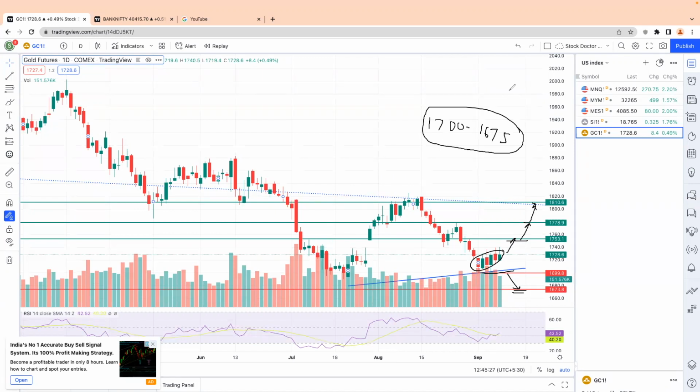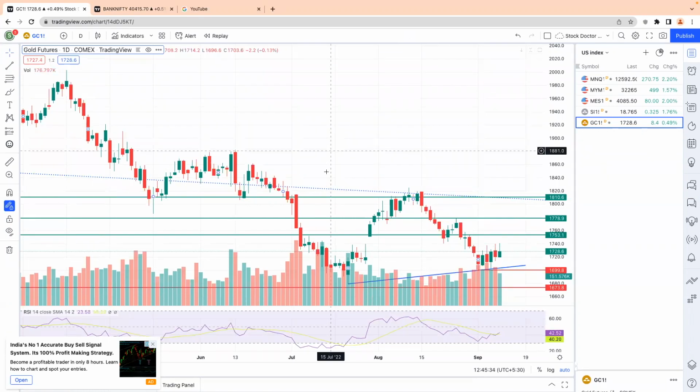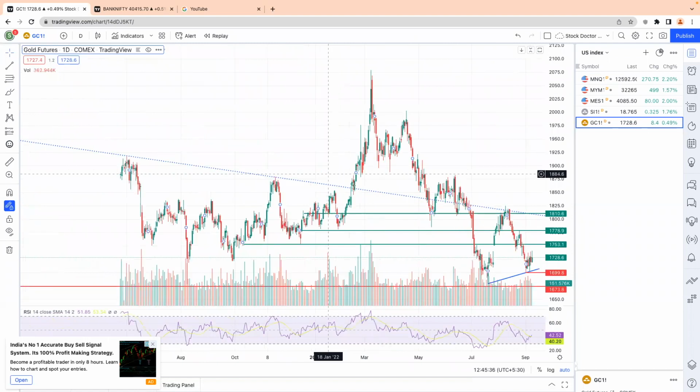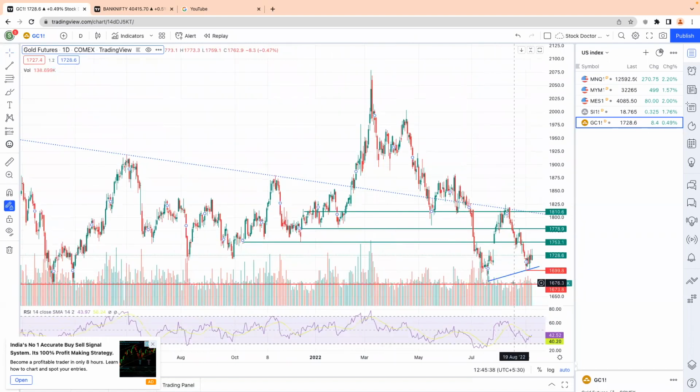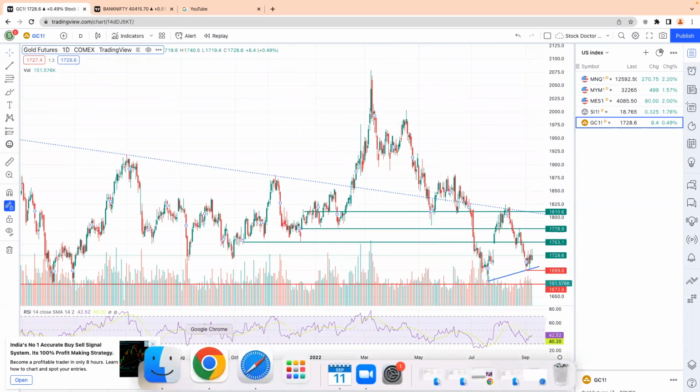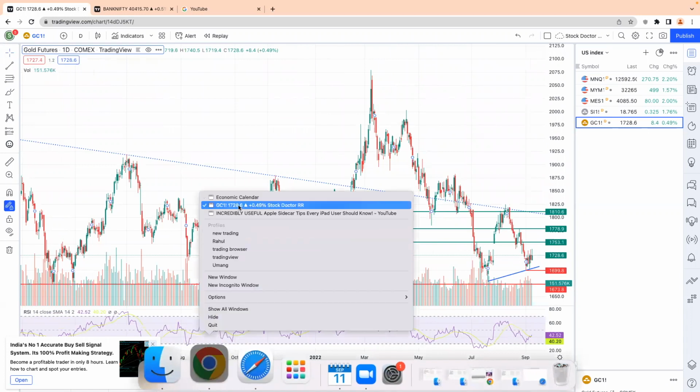If gold trades and sustains below 1675, then you will see so many downside targets in gold. We will talk about that when gold starts trading below 1675. So friends, this was all about today.